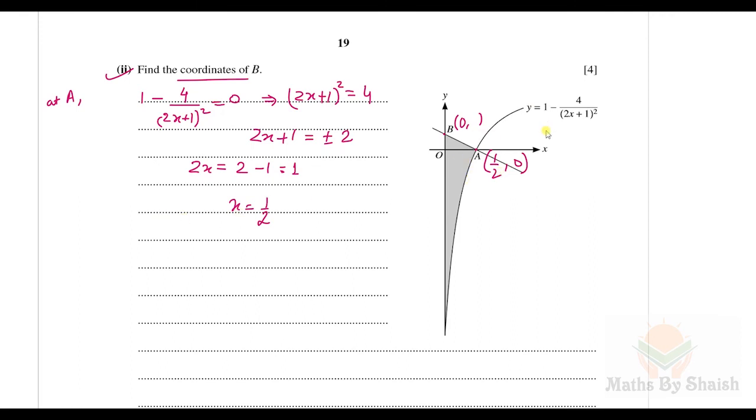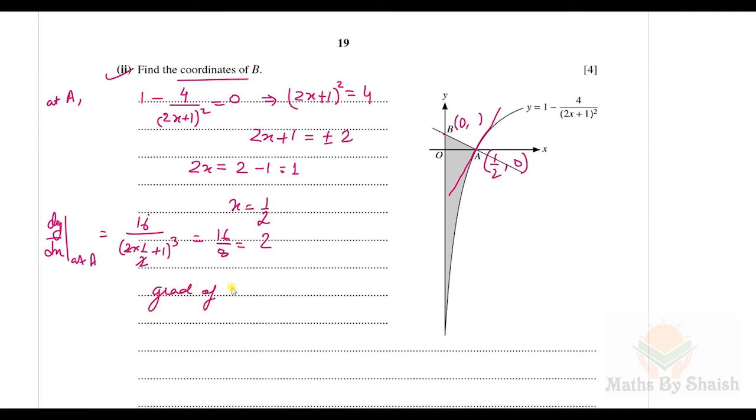Now we know what dy over dx is as well from the first part. At A, dy over dx was 16 over (2x + 1) to the power 3. So 16 over (2 into 1/2 plus 1) to the power 3. These two got cancelled. 2 cubed is 8, so it is 16 by 8, and it is 2. So the gradient of the tangent at A is 2.